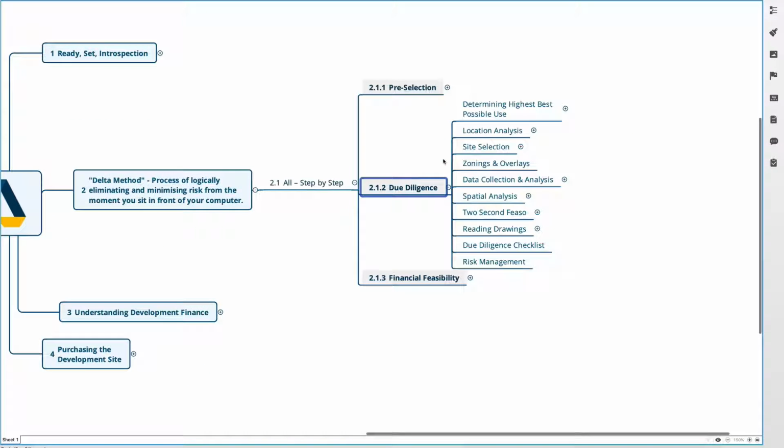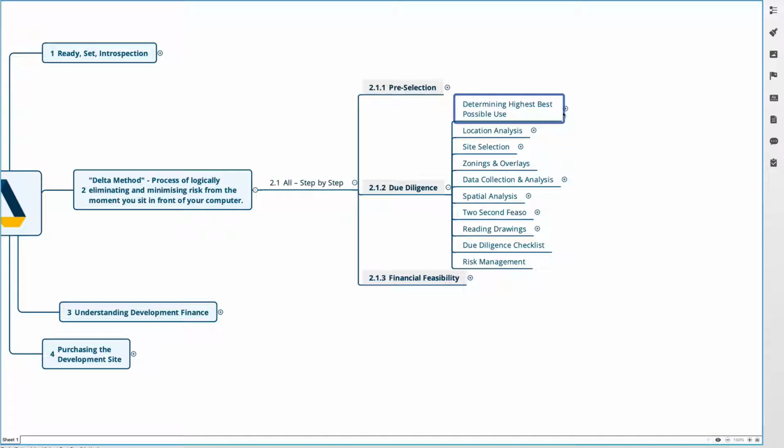Then we get into due diligence. This is when we've actually figured out, okay, this is the suburb that I'm going to go for, and this is the site that I'm going to go for. So we figure out how to determine the highest best possible use for the site. We understand what the footprints are and what you can actually fit on a block.